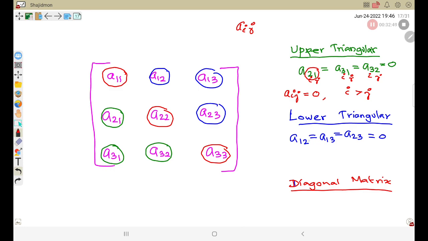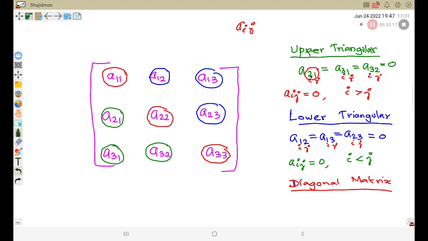Now, the lower triangular matrix. You can see A12, I, J. Correct? Which number is the bigger number? J is the bigger number. A12: 1 is small, 2 is bigger. I is small, J is the bigger. So how can we write this? Aij equal to 0 when I should be small and J should be bigger, I less than J. Correct? That type of matrix we are calling lower triangular matrix.